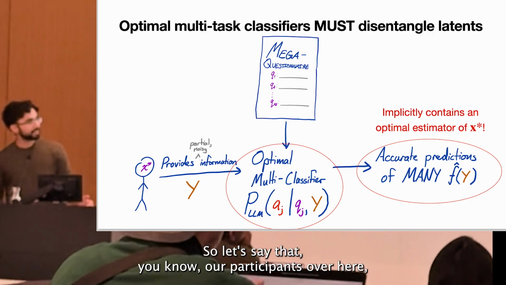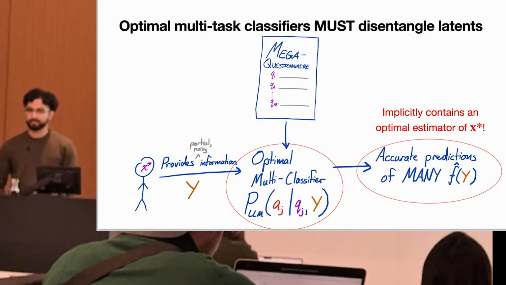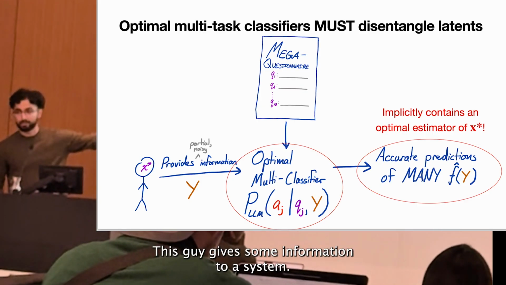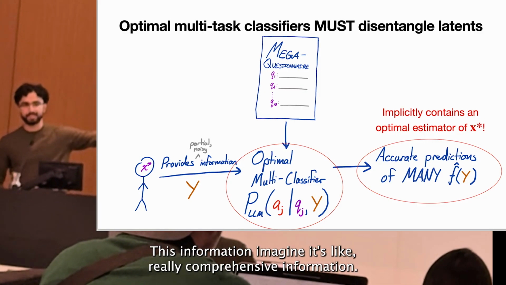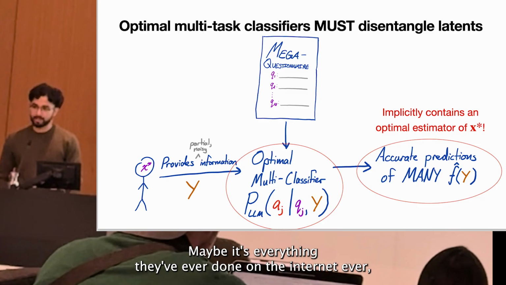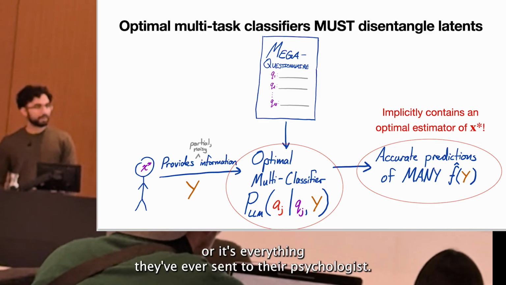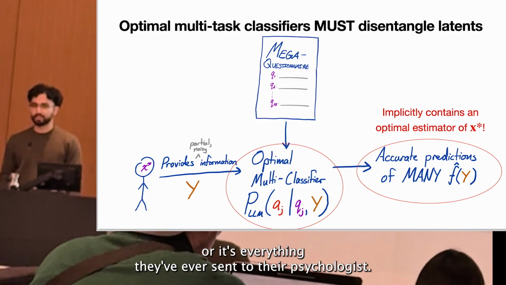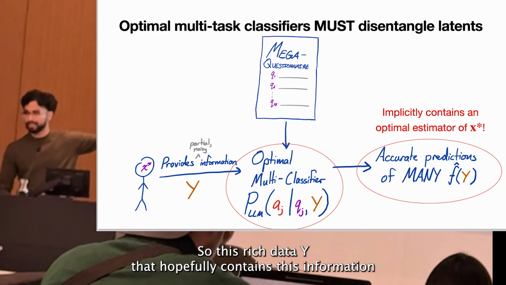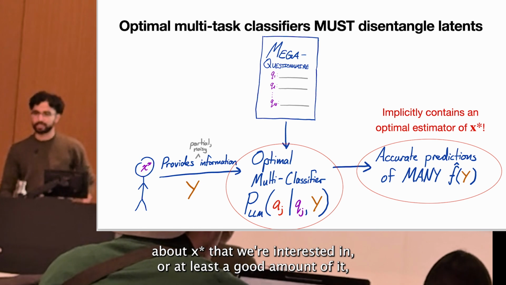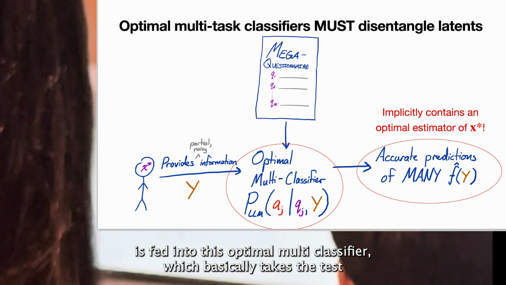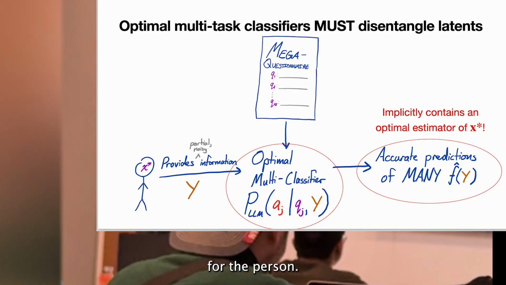So let's say that our participant over here, just a generic participant with latent state X star, gives some information to a system. Imagine it's really comprehensive information. Maybe it's everything they've ever done on the internet ever, or it's everything they've ever said to their psychologist in every conversation. So this rich data, Y, that hopefully contains this information about X star that we're interested in, or at least a good amount of it, is fed into this optimal multi-classifier, which basically takes the test for the person.